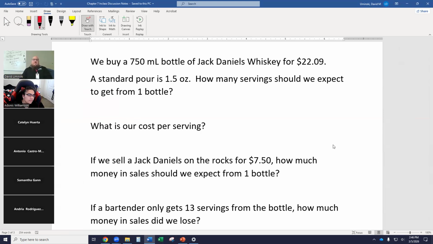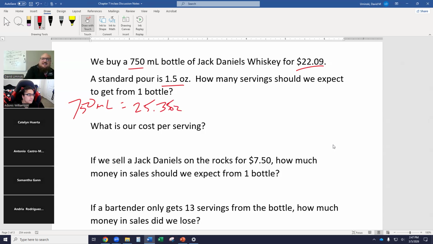Okay, so we buy a 750 milliliter bottle of Jack Daniel's whiskey for $22.09. A standard pour is 1.5 ounces. So how many servings should we expect to get from one bottle? 750 milliliters was how many ounces? 25.35 ounces.